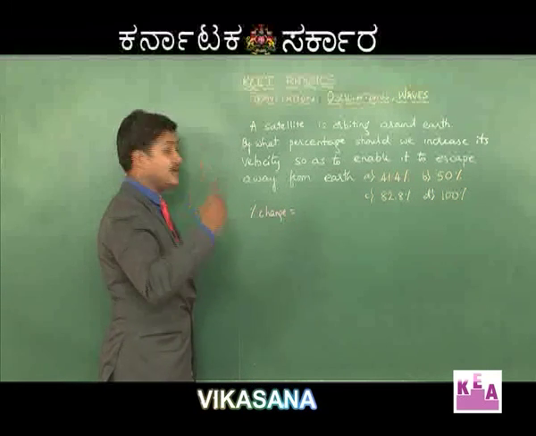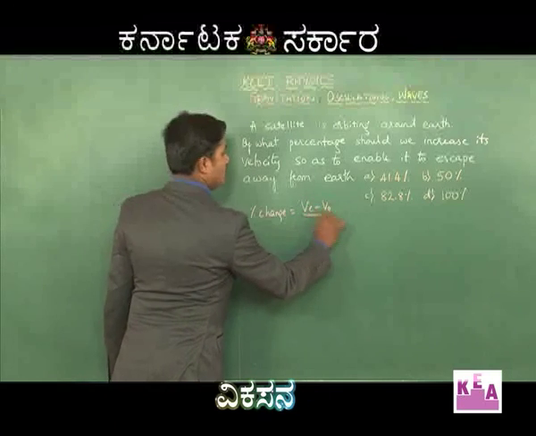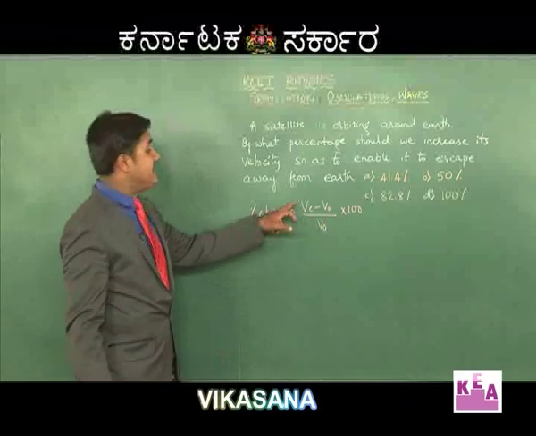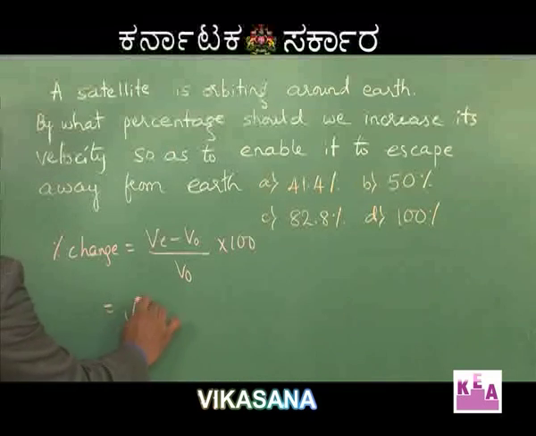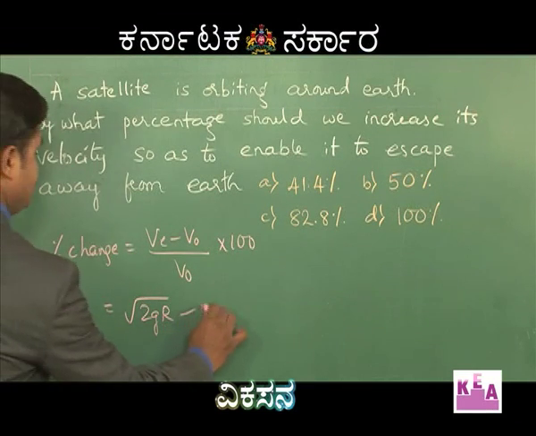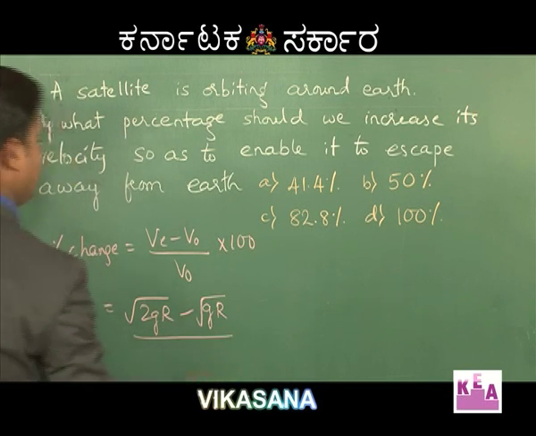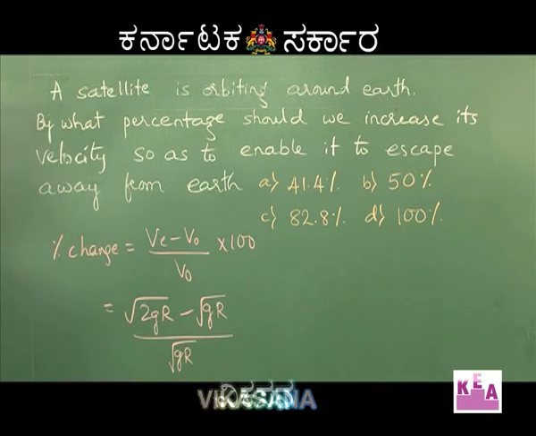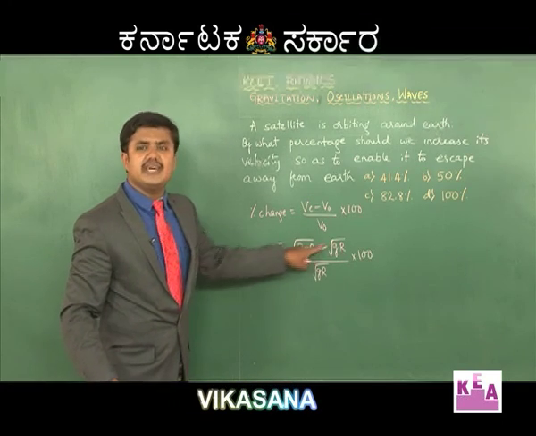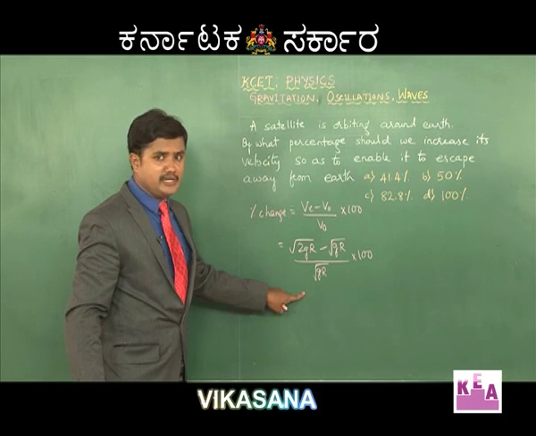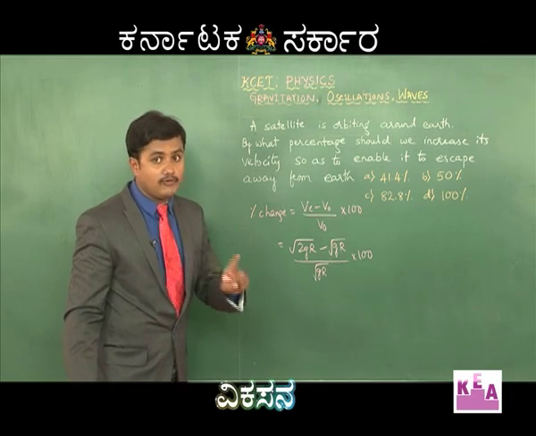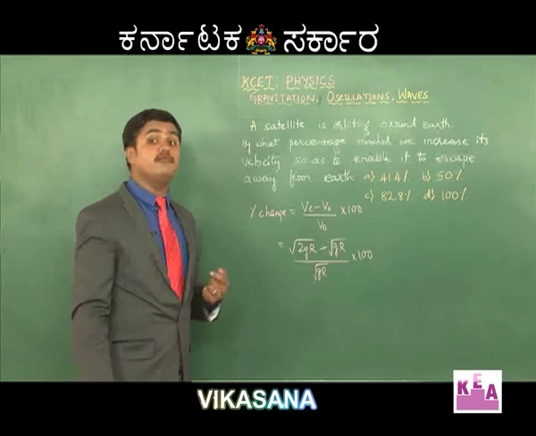I repeat, percentage change is change in velocity, that is VE minus VO, divided by original velocity VO, into 100. So, what is VE? Root 2 GR. What is VO? Root GR, divided by original velocity root GR into 100. So, this comes out to be, root GR is common, gets cancelled with the denominator, and we are left with only root 2 minus 1, that is 1.414 minus 1 is 0.414.